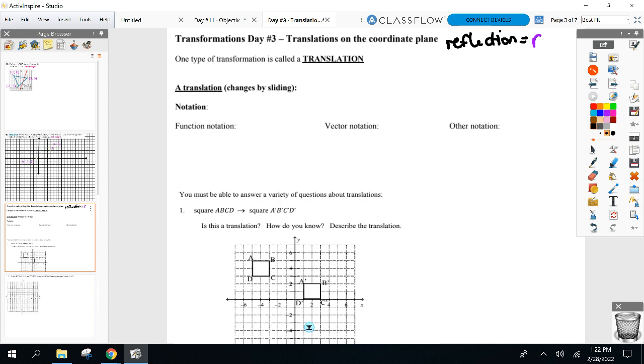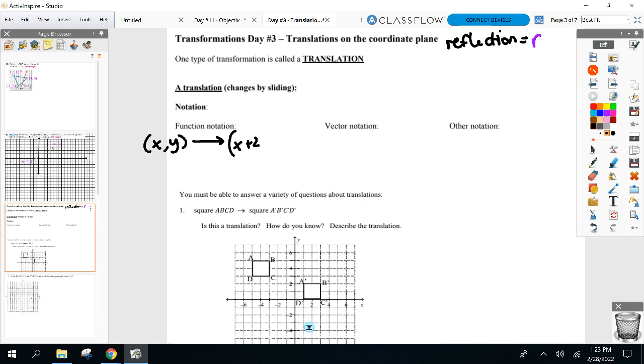For a translation, there are three different ways I could write a translation. The first one's called function notation. Here's how it looks. It's going to say, take any coordinate (x, y) and do this with it. I would have had this ready by now, being a professional. There it is. Take your x coordinate and add 2.